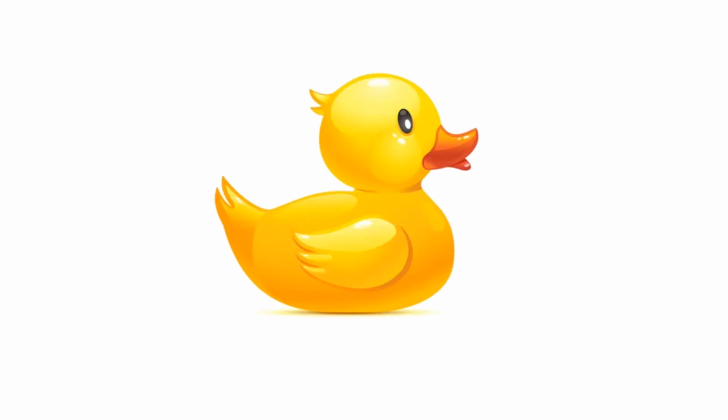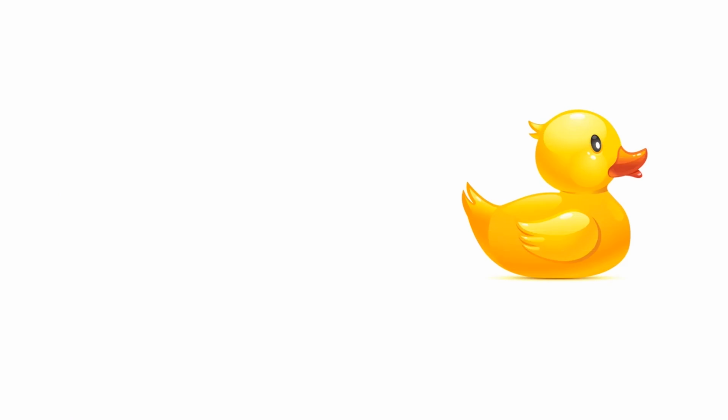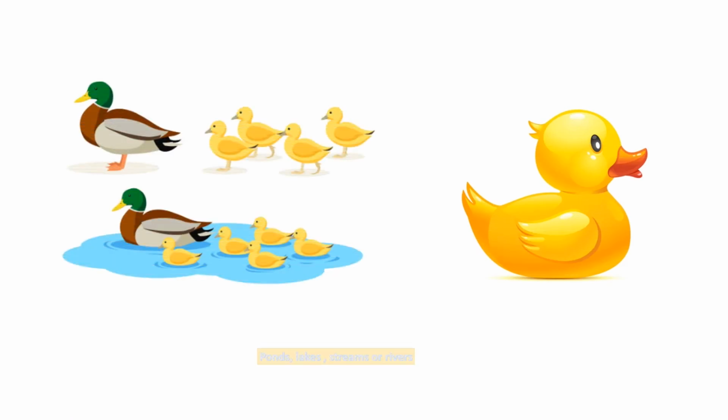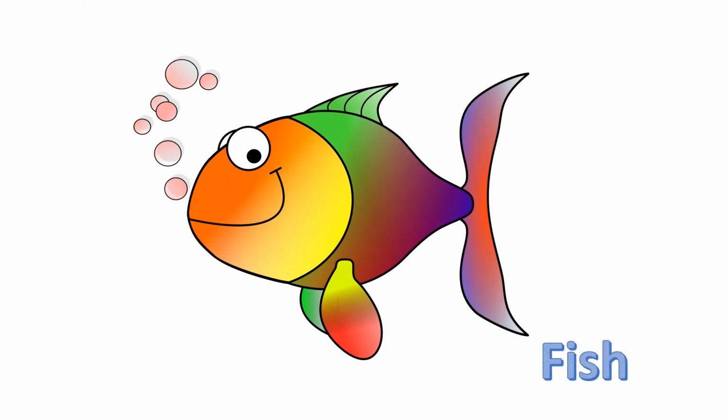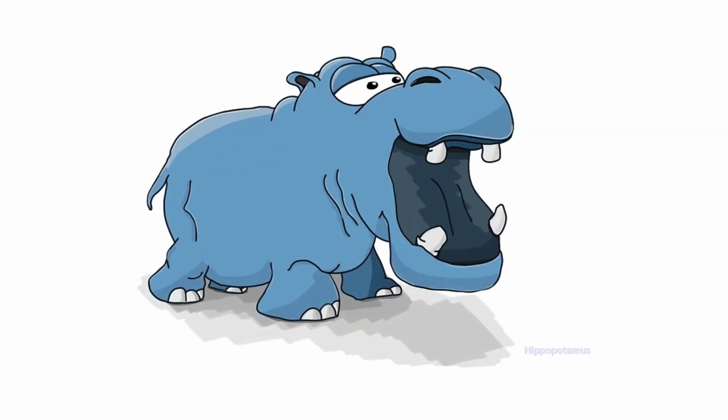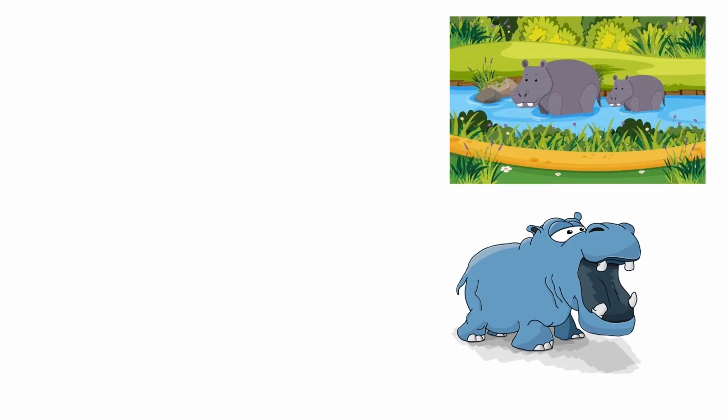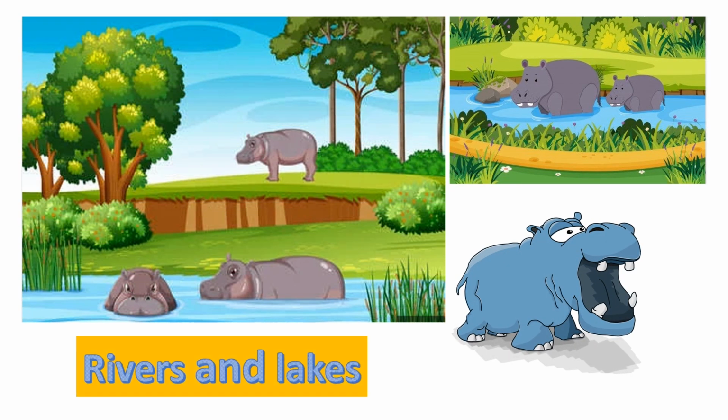Where does a duck live? A duck lives in a pond or any water body. Where does a fish live? A fish lives in water. Where does a hippopotamus live? A hippopotamus lives along the rivers or lakes.